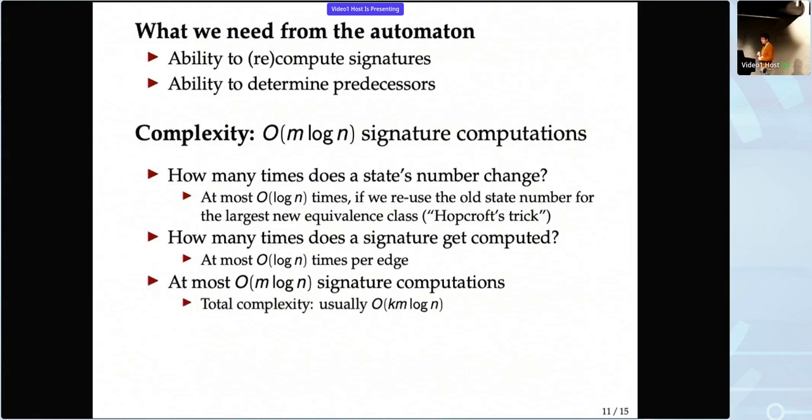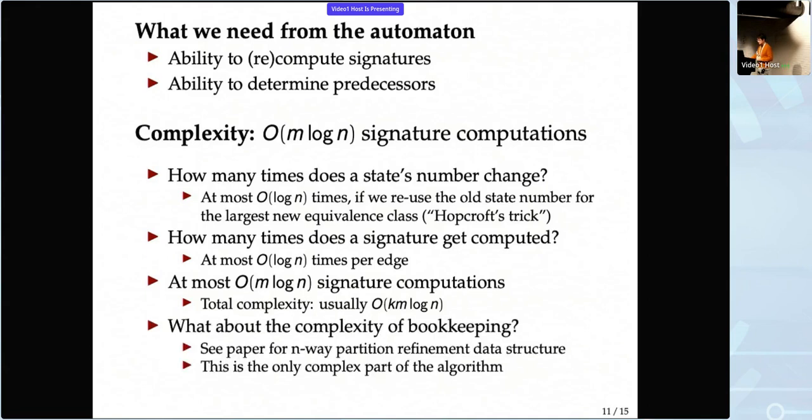And then the total complexity of the algorithm is usually k m log n, where k is the size of the state, because usually this signature computation can be done in linear time. But in general, it takes some kind of factor times m log n. So what about the complexity of all this bookkeeping that we would need to do? Well, we need to use a partition refinement data structure, which supports n-way splitting, because in the examples that I showed, everything always split into 2 classes, but it can, in general, split into n classes. And this is the only part of the algorithm that's a little bit complicated.